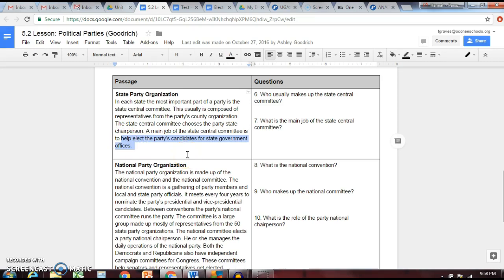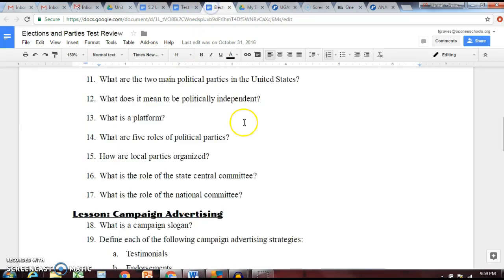So in our state, in every state, there's a state legislature where there's a state senate, a state house representative. So the job of the state party, the State Central Committee, is to make sure those candidates, if you're a Republican and you are in your Republican State Central Committee, you want to help Republicans get elected to state jobs. Maybe it's for governor, maybe it's for the Georgia Senate, maybe it's for the Georgia House of Representatives, and so forth.